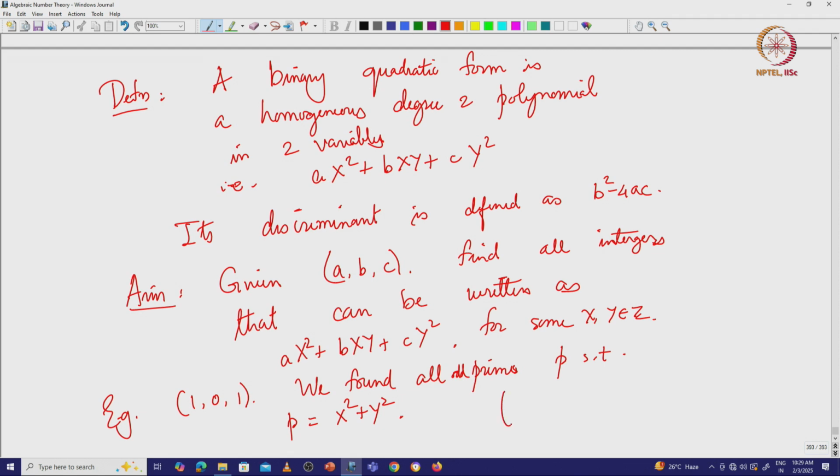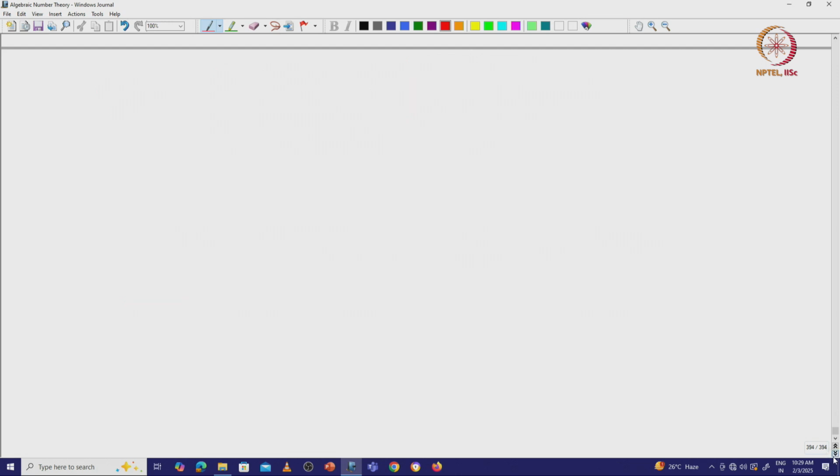By the way, in this case the discriminant is 0 squared minus 4 times 1 times 1, which is minus 4. And it is no coincidence that to solve this problem we used a number field of discriminant minus 4, namely Q(i).